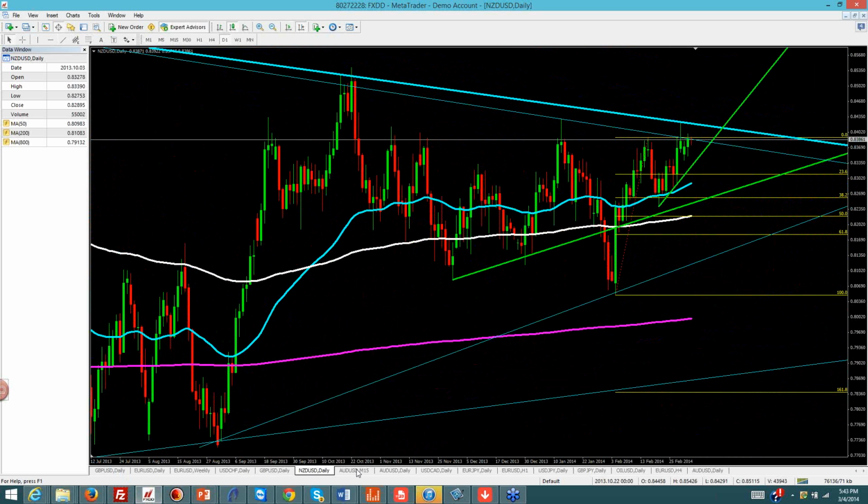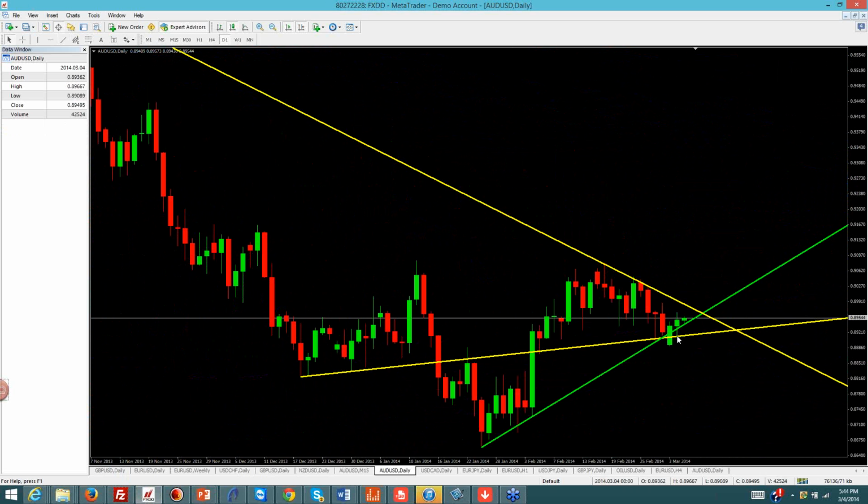Aussie dollar, basically we had a bounce right off of that lower trend line that we had drawn, and price moved up. And so right now we've got to look for a buy here. It closed above here, and there's not an awful lot of space there.